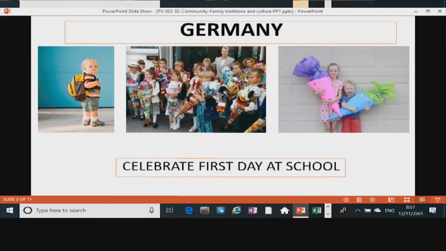And one of the things that they celebrate very much in Germany is the first day at school. You see children when they're very young, their very first day at school, they get gifts, they get flowers. It's a really big, important occasion in Germany. It's part of their tradition and culture in Germany.